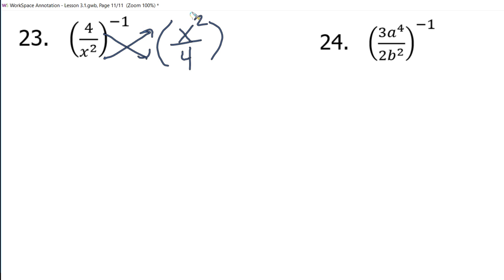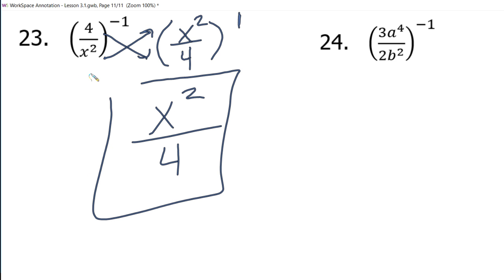positive. Well, do I really need that first power out there? No, so the answer is just x squared over 4. So the trick is if you have a fraction to a negative power, flip the fraction and drop the negative with the exponent. So 4 over x squared, I flipped it, it became x squared over 4, and the negative 1 changed to positive 1. So flip the fraction and change the sign.